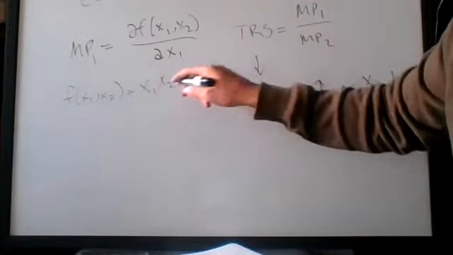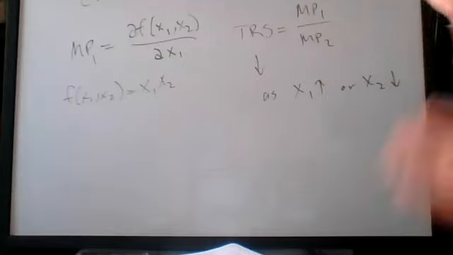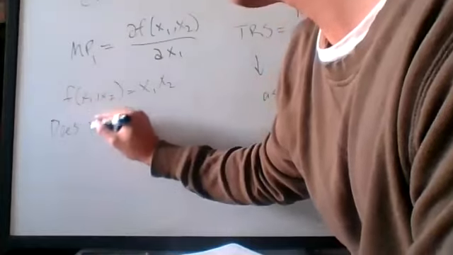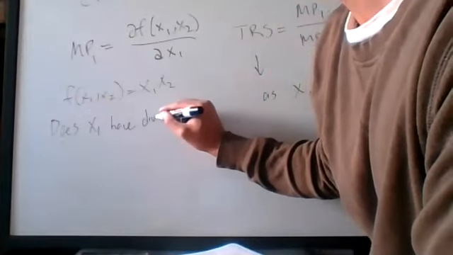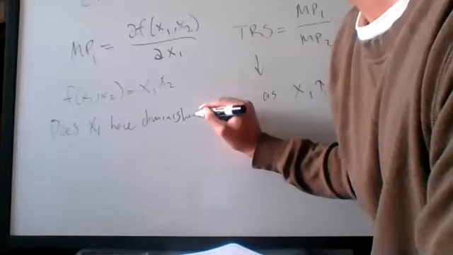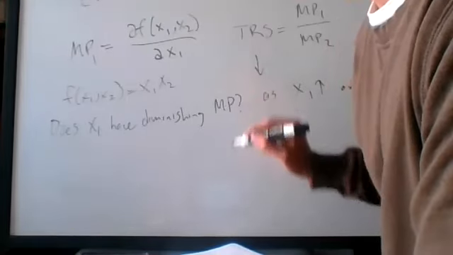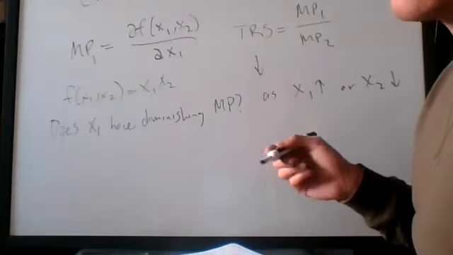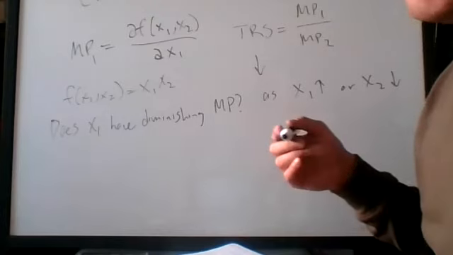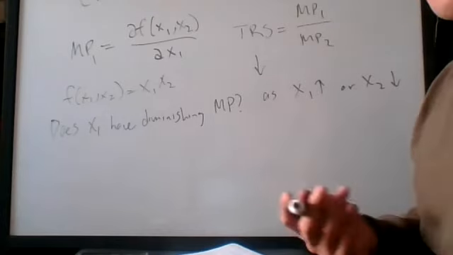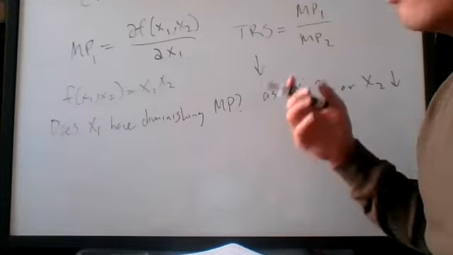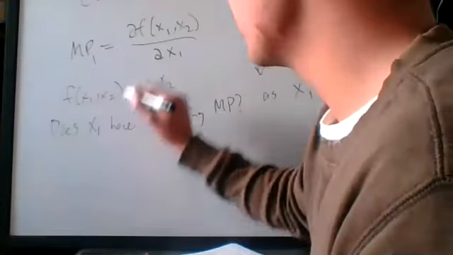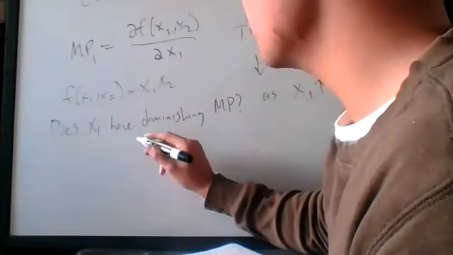So here is my production function, and I want to find: does x1 have diminishing marginal product, right? I think this has to do with the idea of the different types of people with respect to insurance, and how they have diminishing returns on wealth, for example. If we take a look at this, we know that the first derivative is going to be positive, right?